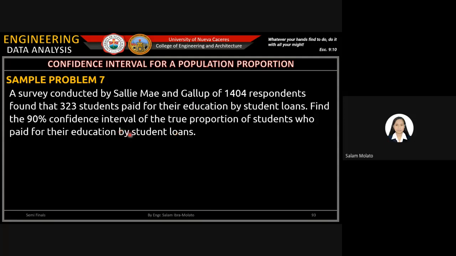So, okay. A survey conducted by Sallie Mae and Gallup of 1404 respondents found that 323 students paid for their education by student loans. Find the 90% confidence interval of the true proportion of students who paid for their education by student loan. So let me just provide some space na susulatan natin. Sample number 7.